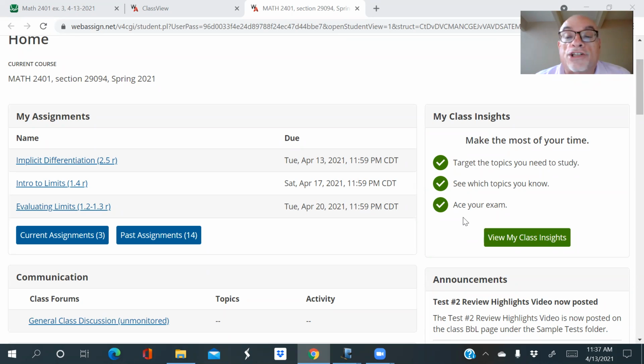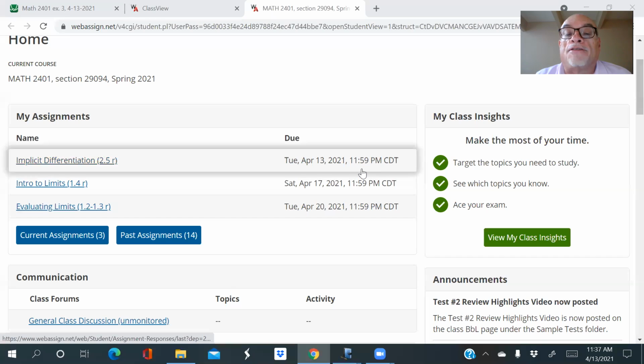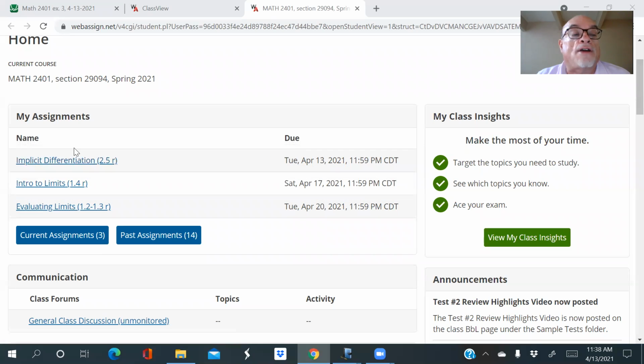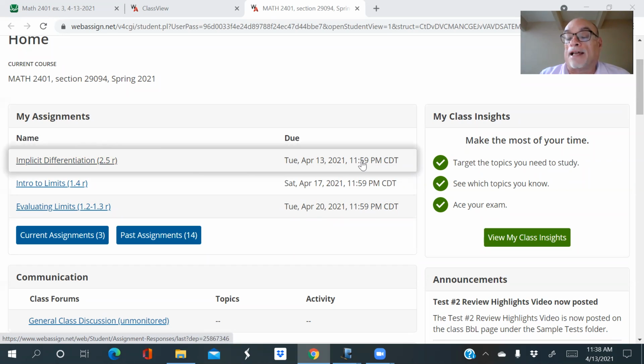So implicit differentiation was due, I originally had it set at 11:30 today. I just wanted to try to get you to finish that before you started the test, but I moved it back to midnight, since you're usually more accustomed to having things due at midnight. So I did move it back to midnight, so you have more time to finish this one, but that is overlapping with the test, right? But anyway, I did move that back slightly.